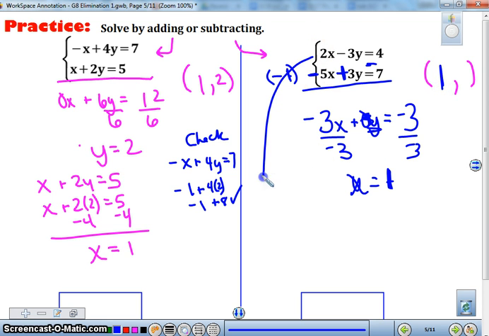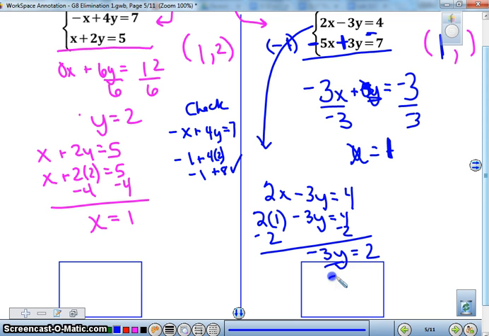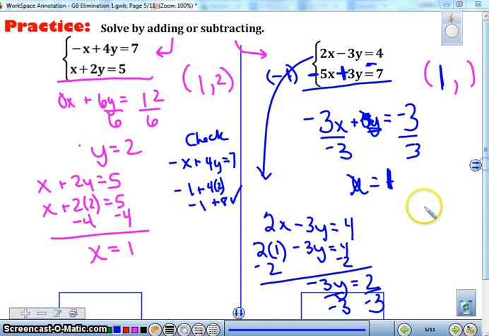Going back to that first equation, 2x minus 3y equals 4. 2 times 1 minus 3y equals 4. We're going to subtract 2. Negative 3y equals 2. And we are going to divide both sides by negative 3. And y is equal to negative 2/3.